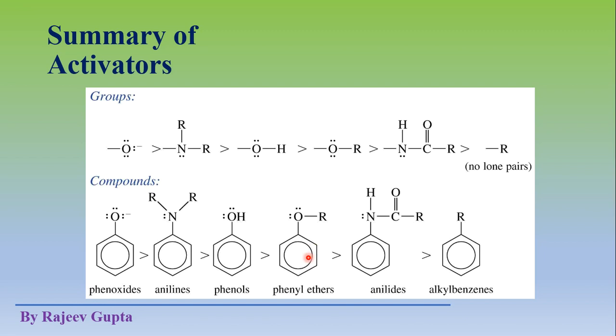Now phenyl ethers come, then these anilides; these are somewhat less reactive compared to these compounds, due to the presence of this carbonyl group. This lone pair will go inside the ring, and it is also in conjugation with the pi electrons of the carbon oxygen double bond.